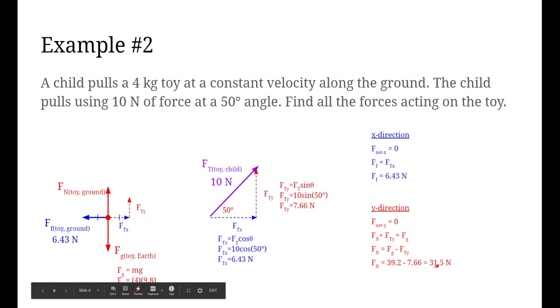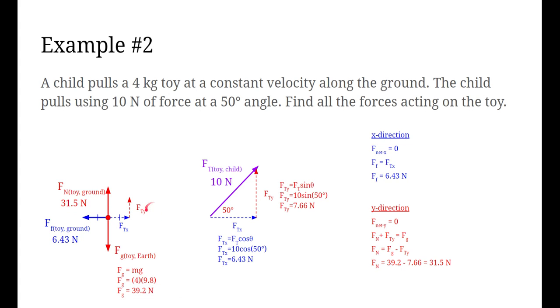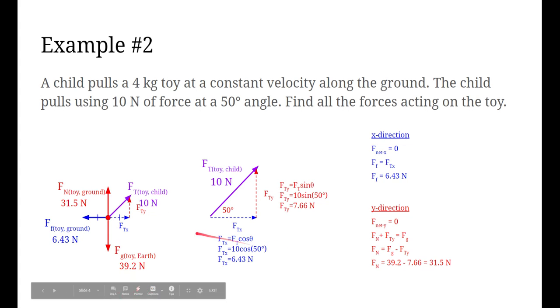And so we can find that there's 31.5 newtons that are unbalanced. And so those 31.5 newtons are going to be provided by the ground, where the 7.6 newtons are going to be provided by the tension force. So then our finished product will look something like this, with all of the strengths of the forces applied to the force diagram.